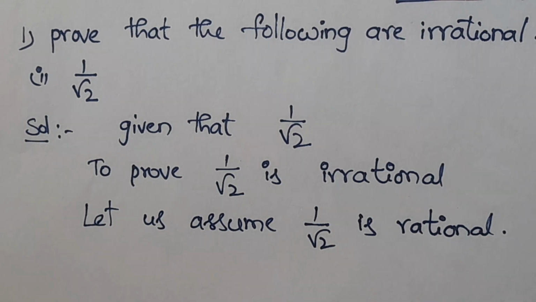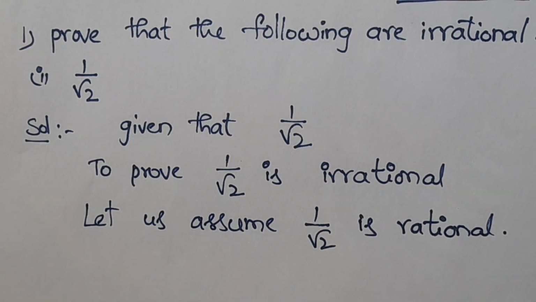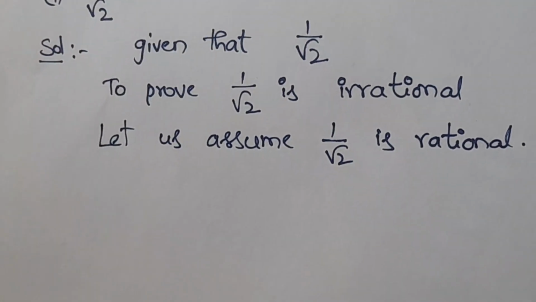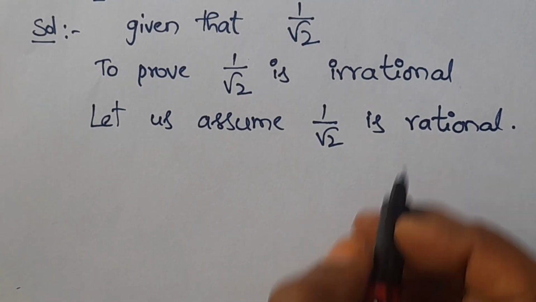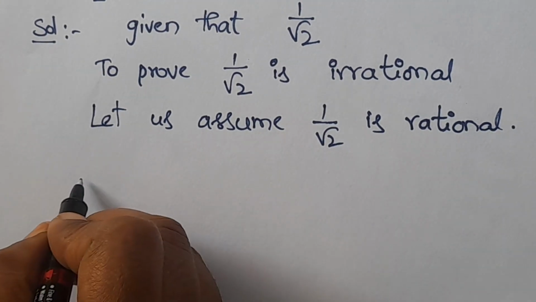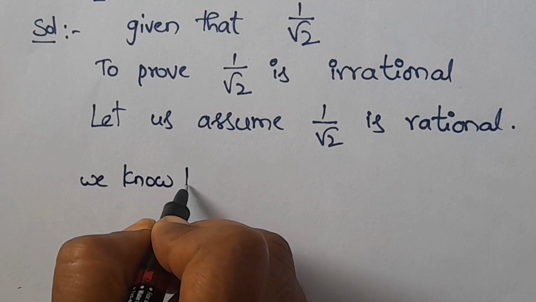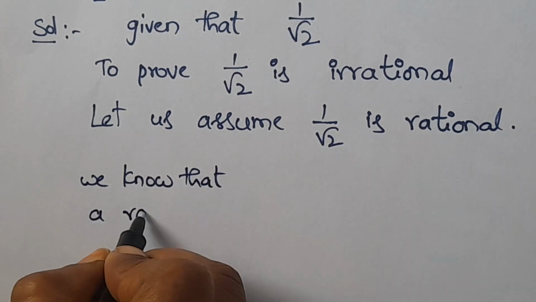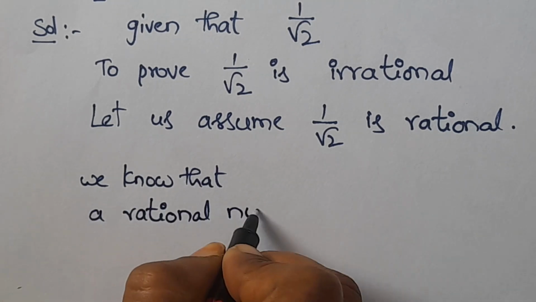Why are we choosing the contrary way? The given number is rational because we know that an irrational number can't be represented in the form of p by q. That's why we are choosing the contrary way. It is rational. Now I have to prove our assumption is wrong.